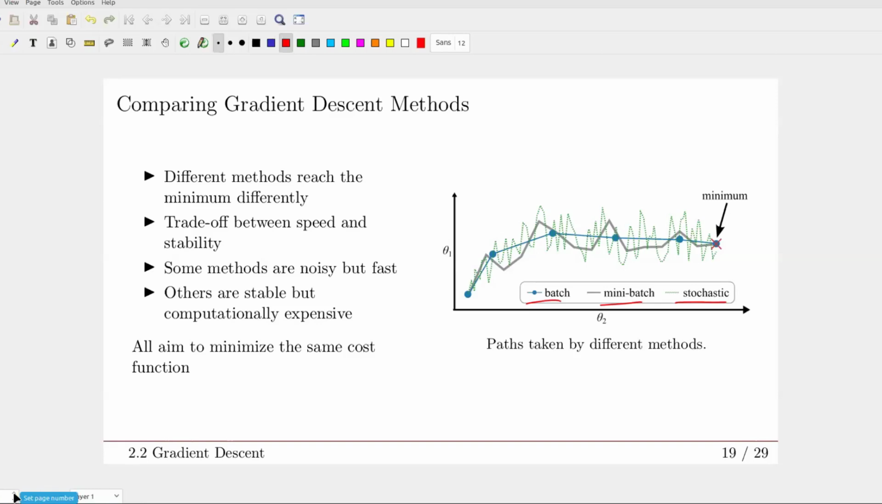Pretty simple, right? And then that graph here will make more sense. But batch gives you this nice smooth line. Mini batch jumps around a bit, and stochastic just jumps around a lot, right? So, but each has a benefit.